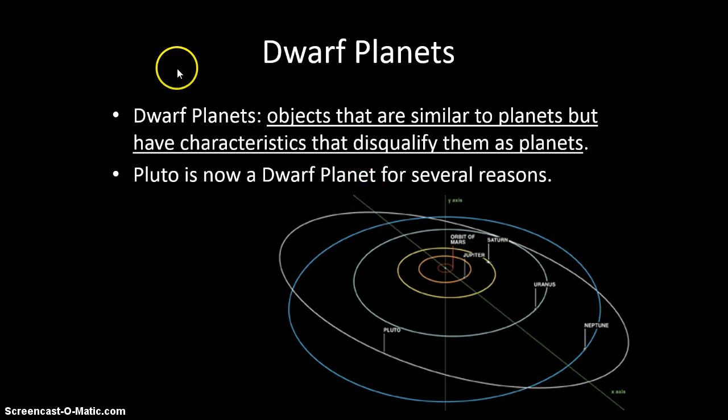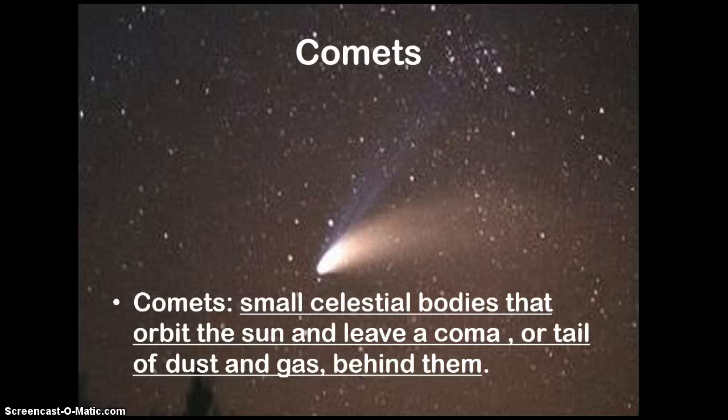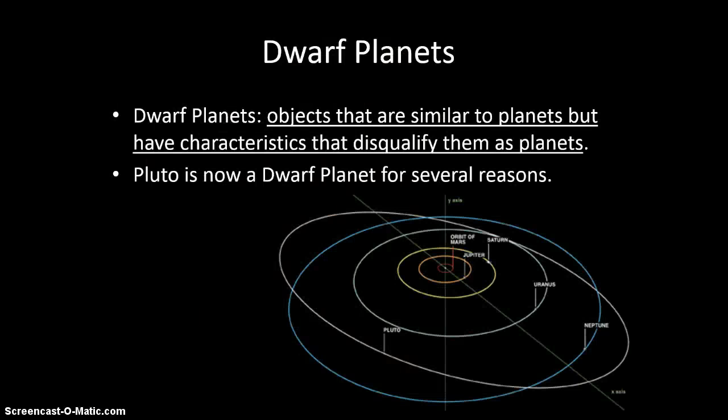Okay. Dwarf planets. So earlier someone was asking me, well, what's a dwarf planet? A dwarf planet is something that's very similar to a planet, but some of their characteristics disqualify them as a planet. Pluto is a dwarf planet for lots of reasons, and we'll come back and talk about those in a little bit.